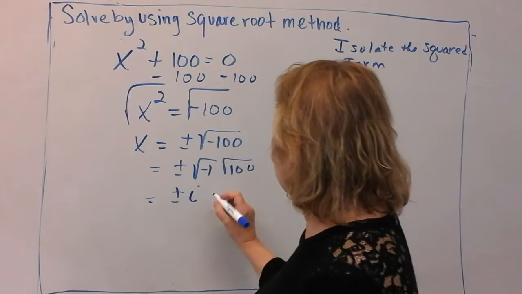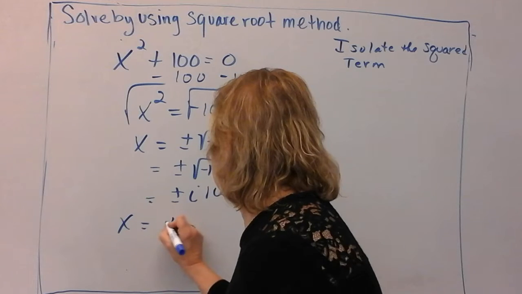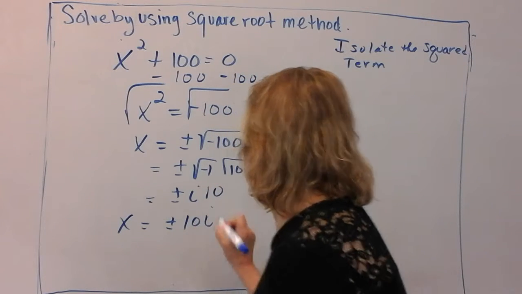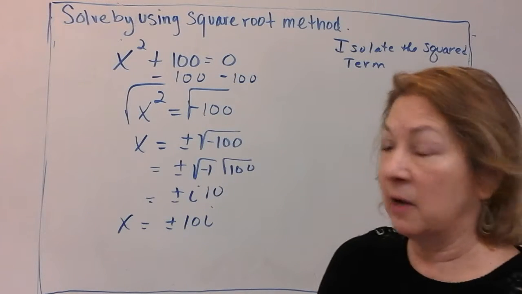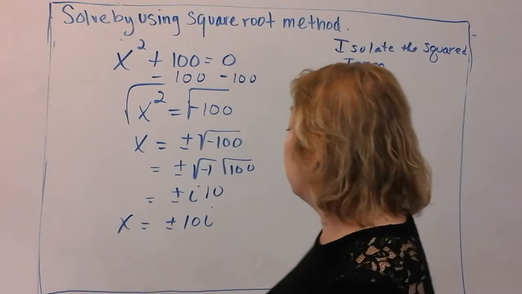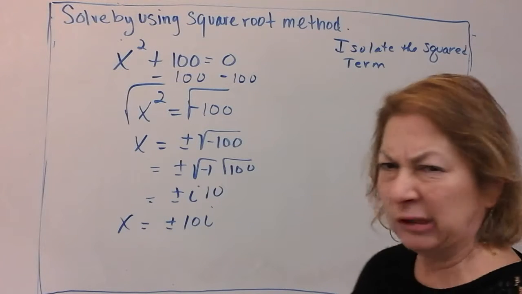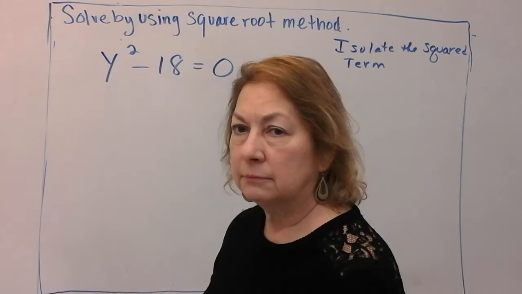and the square root of 100 is 10. And we normally write this as plus minus 10i. Even though i is a number, it's treated like a variable, and you write it after your constant number 10.